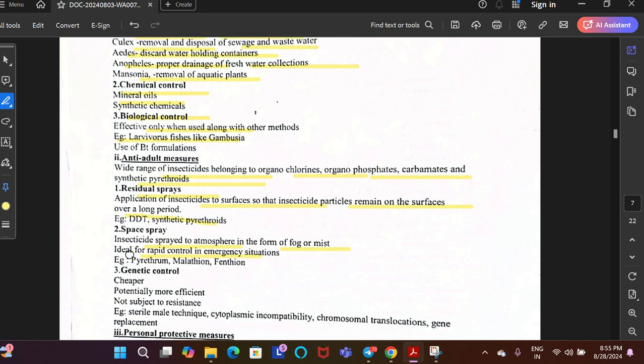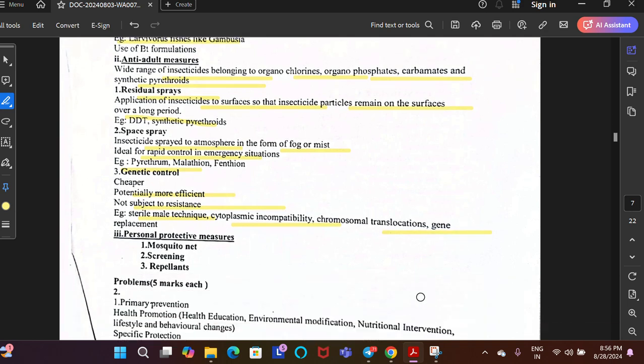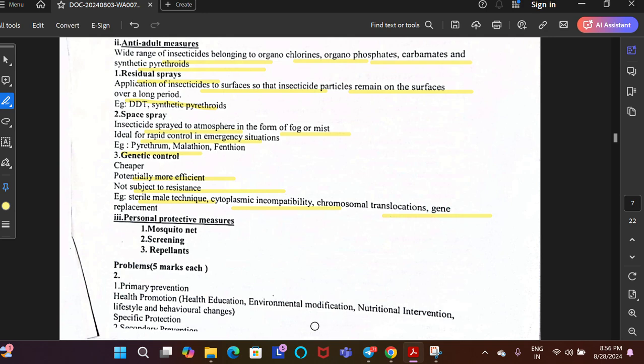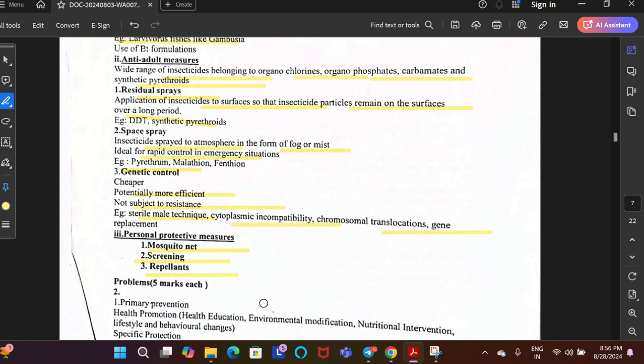Example, malathion. Then genetic control is cheaper, potentially more efficient, and not subject to resistance. Example, sterile male technique, cytoplasmic incompatibility, chromosomal translocation, gene replacement. Then personal protective measures, that is using mosquito nets, screening, and then repellents. So we can use anti-larval measures, anti-adult measures, and personal protective measures.